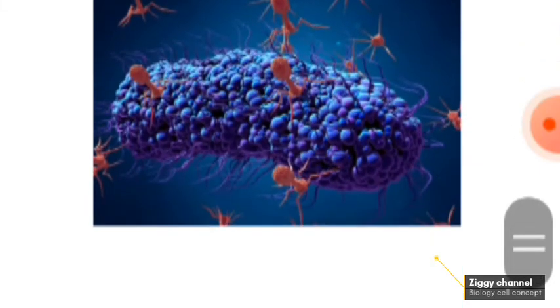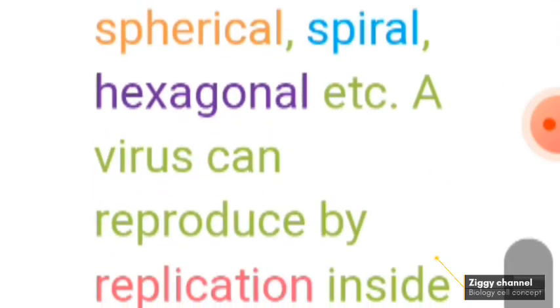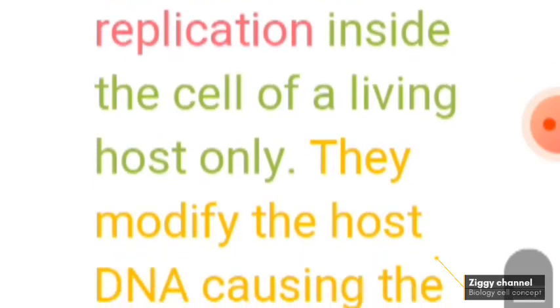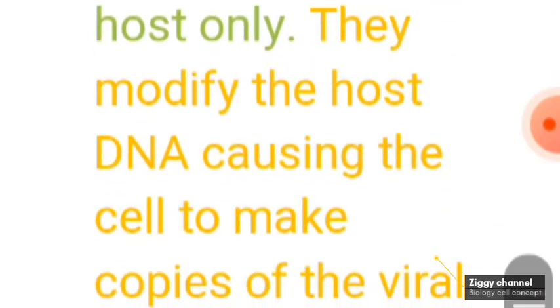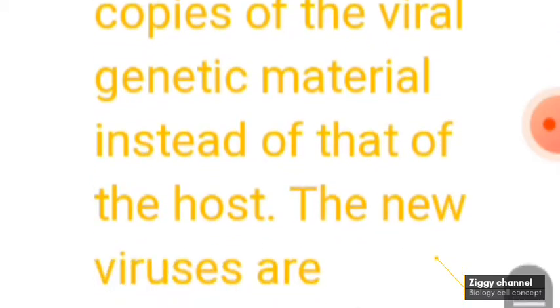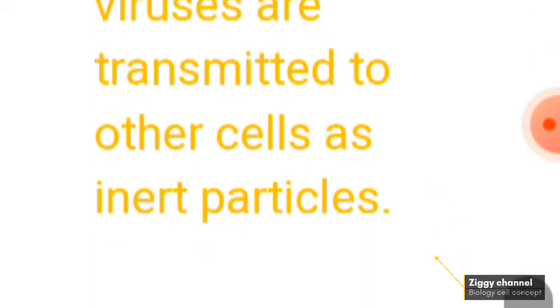Mode of life of virus. Viruses are smaller than bacteria and can only be seen under an electron microscope. They are found in varieties of shapes including rod-like, spherical, spiral, hexagonal, etc. Viruses can reproduce by replication inside the cell of a living host only. They modify the host DNA, causing the cell to make copies of the viral genetic material instead of that of the host. The new viruses are transmitted to other cells as inert particles.